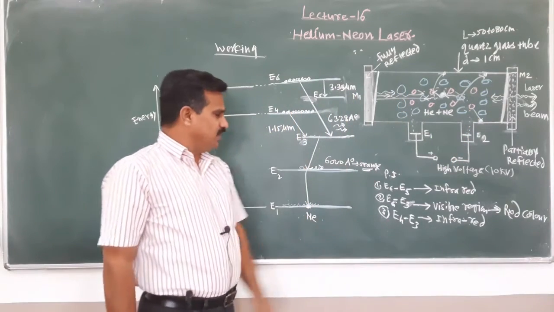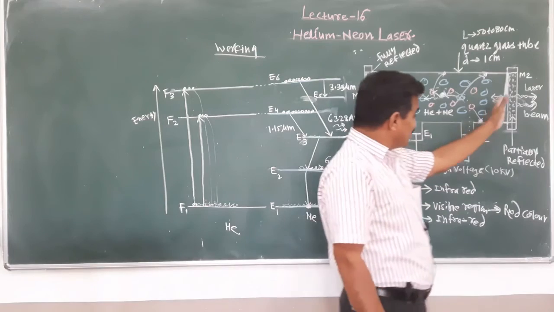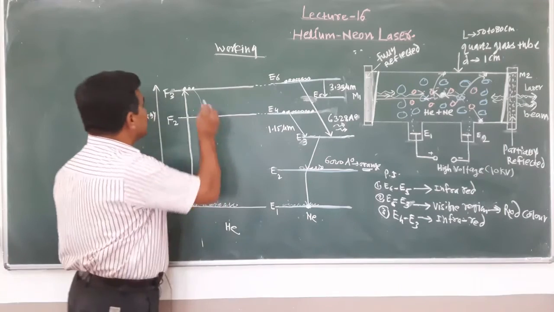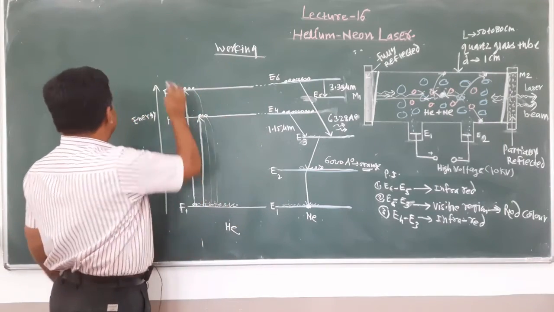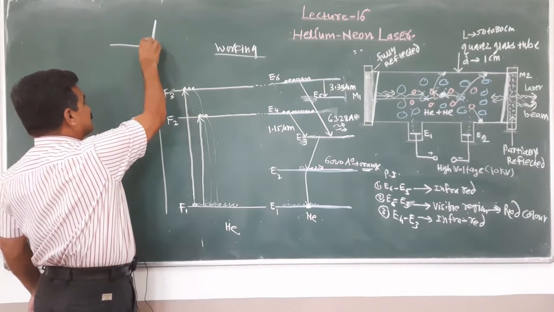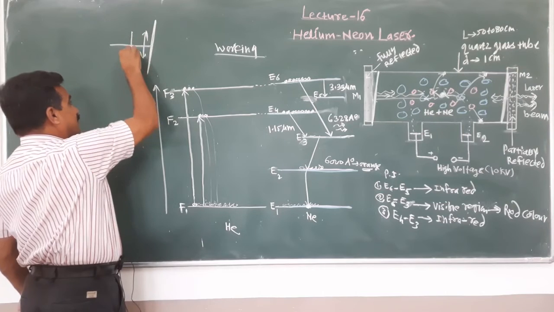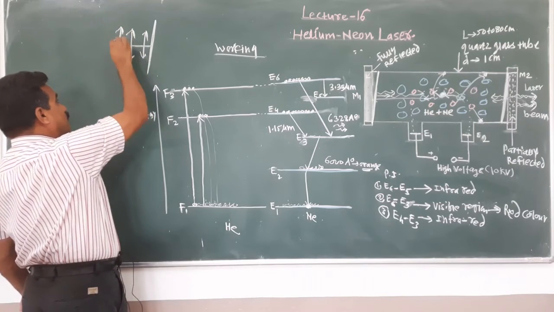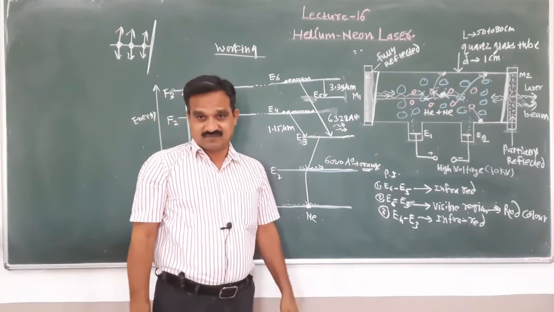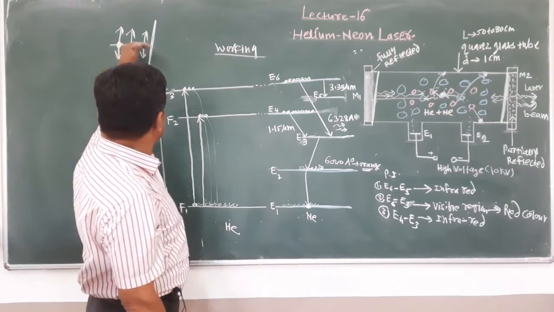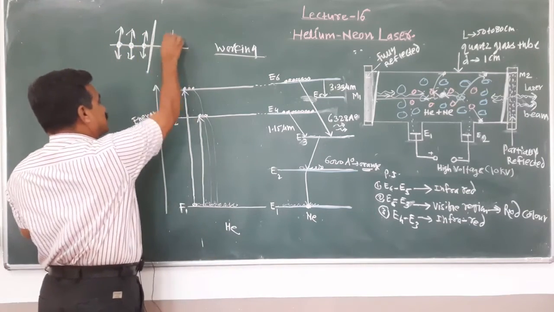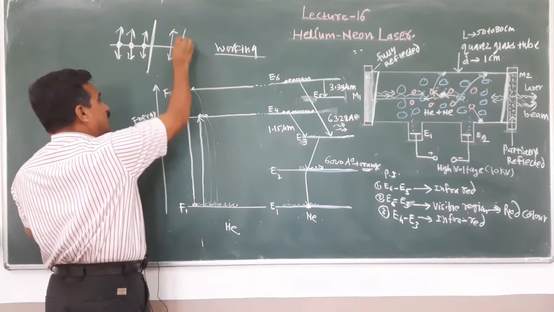What is the use of Brewster's window? Before the light emerges through this window, suppose this is the angle. When the laser light comes, it is unpolarized. Unpolarized means that both parallel and perpendicular vibrations are present. But when this light passes through the Brewster window, which makes some angle, the light is polarized.